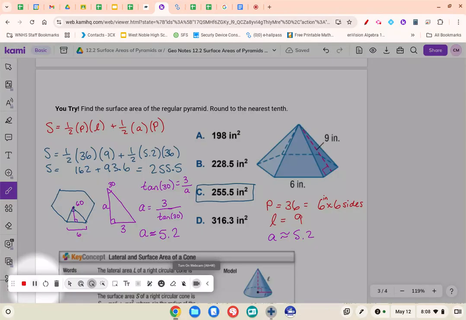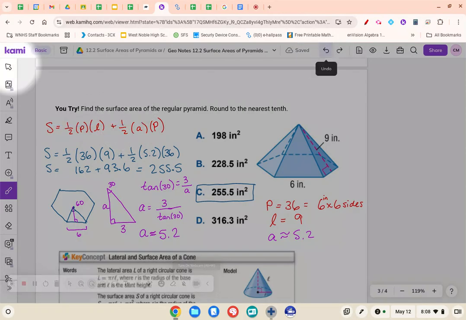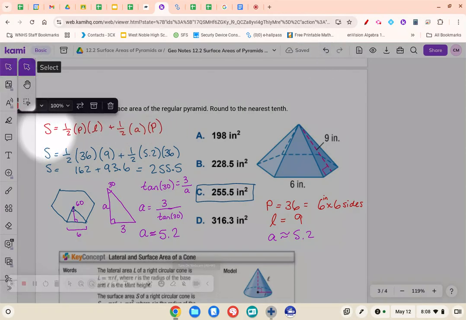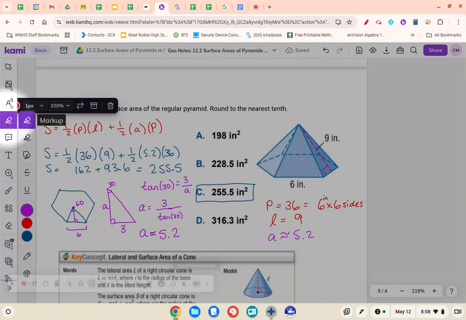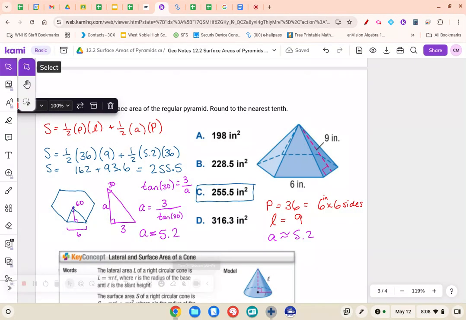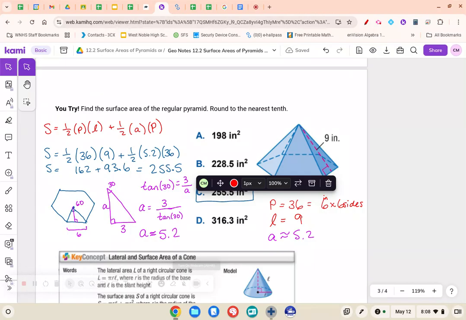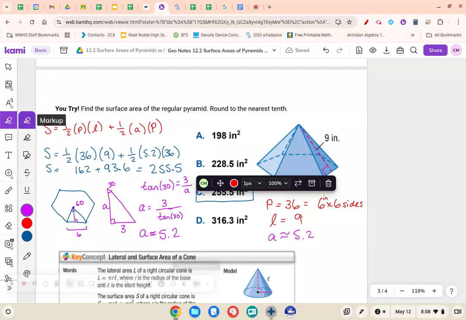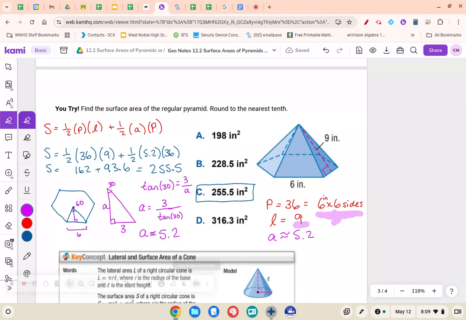Alright guys, so this is my formula here, where I am having to find our surface area. So I had to find my perimeter, which was not too tricky. I just had to take 6 times 6 because there are 6 sides and each side is 6 inches apiece. And then my slant height was given to me, and then I had to do my trickier work where I had to find the apothem.